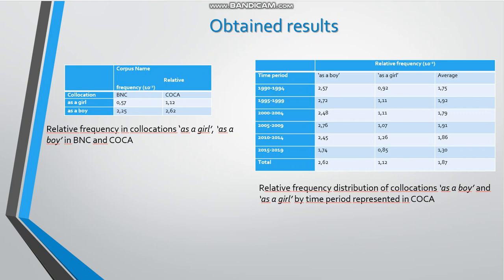And the quantitative predominance of as a boy is an example of gender asymmetry, the unevenness of reflection in the language itself. It is depicted in the right table.